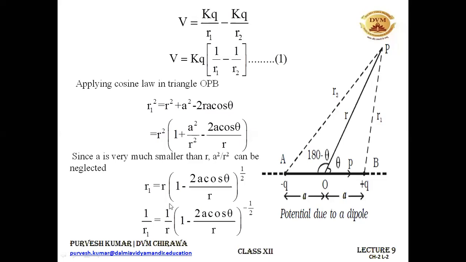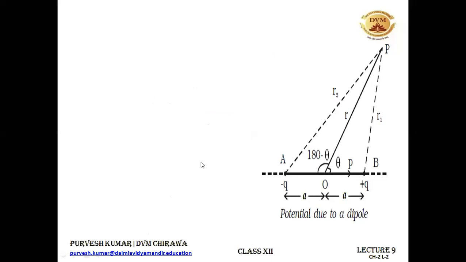And then we will be using the binomial theorem. This quantity 2a cos theta upon R is very, very smaller than 1, because 2a is the distance between the dipole charges. It is really very small, of the order of 10 to the power minus 5. And when you divide it by some quantity, it becomes even smaller. So it is very, very smaller than 1. That's why we can apply the binomial theorem. The binomial theorem says (1 plus x) to the power n is equal to 1 plus nx. So we can easily write it like this.